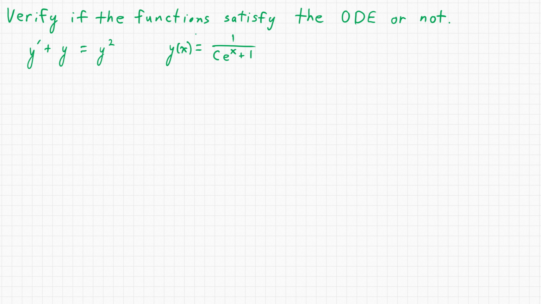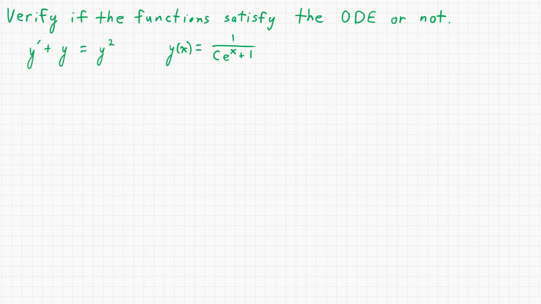Once again, verify whether the function satisfies the ODE or not. In this case, our ODE doesn't look very nice. It's y prime plus y equals y squared. So that won't be fun. And then the candidate function isn't very nice looking either. It's y of x equals 1 over c e to the x plus 1. So there's nothing to do but plug it in and see what happens.